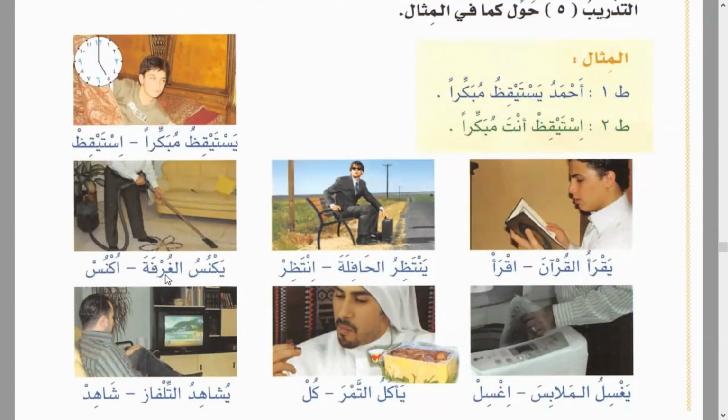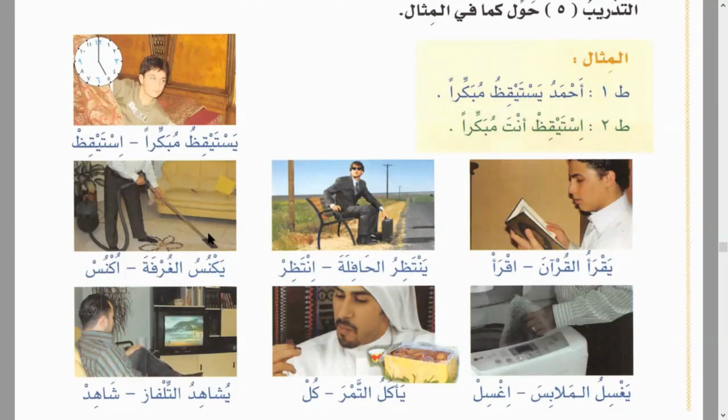Ahmadu yaknusul ghurfa. Sweeping the room. Yaknus. Uknus. We cannot say aknus. Why? Because this is a dhamma. The middle letter has a dhamma, so you have to give a dhamma to the command verb. Uknus. Qatala yaqtulu uqtal. Kill. Right? Uknus. We cannot say aknus.